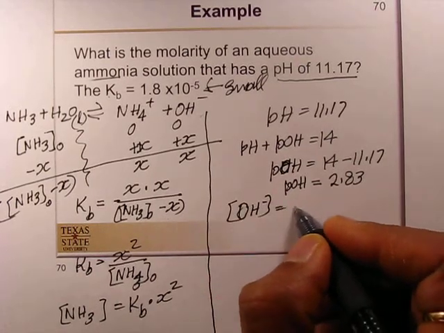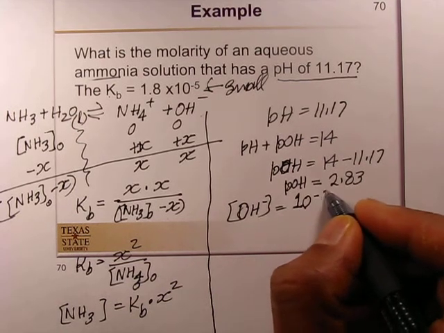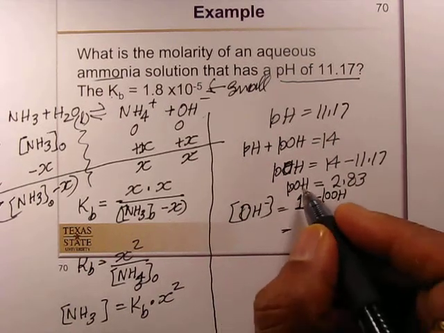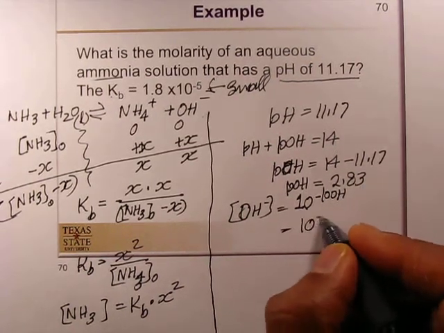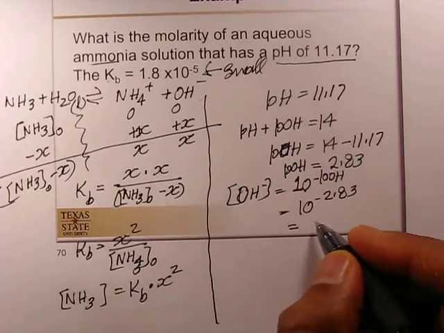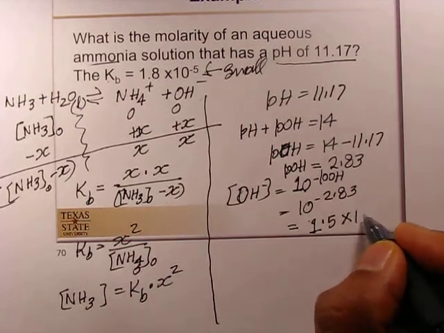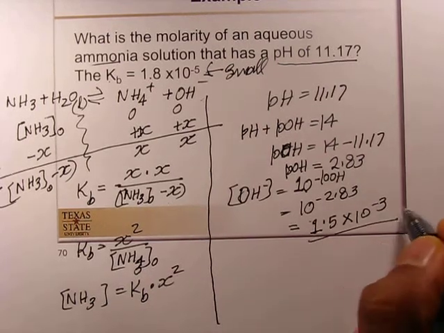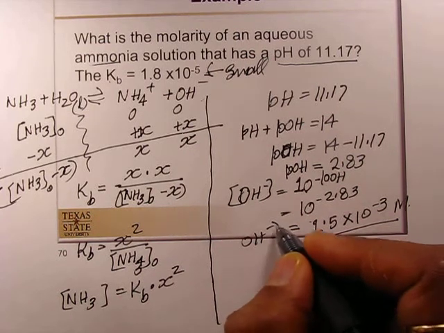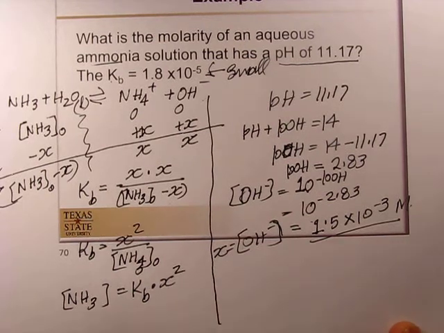Now we know pOH, so we can calculate the hydroxide ion concentration, and that would be 10 raised to the power minus pOH. We have already calculated pOH, so it will be 10 raised to the power minus 2.83. Once we calculate this, it will come to around 1.5 times 10 raised to the power minus 3 molarity. So now we know the x value, or hydroxide ion concentration.